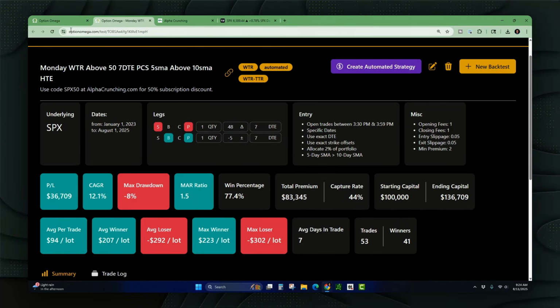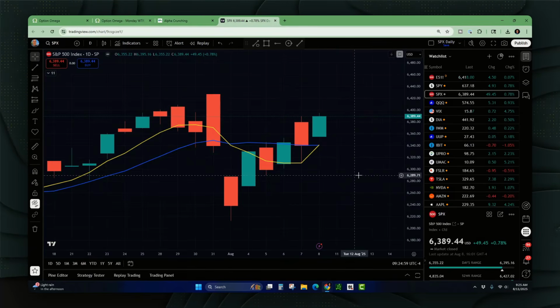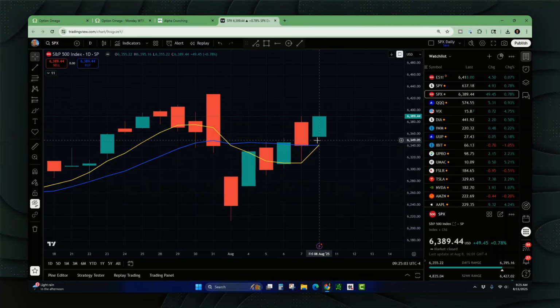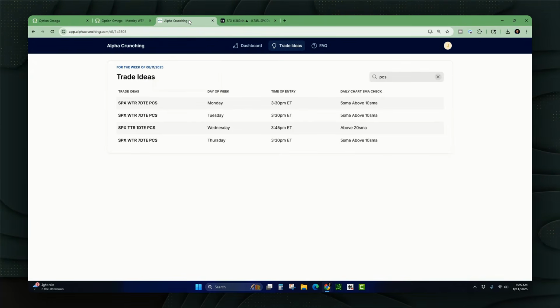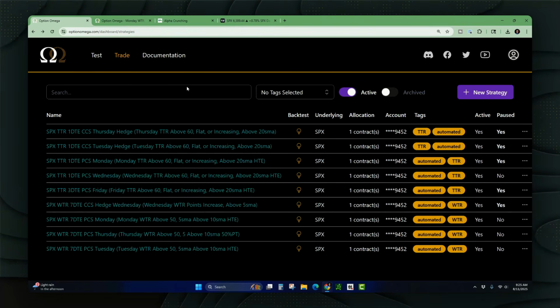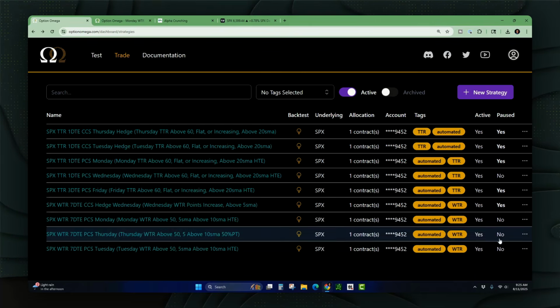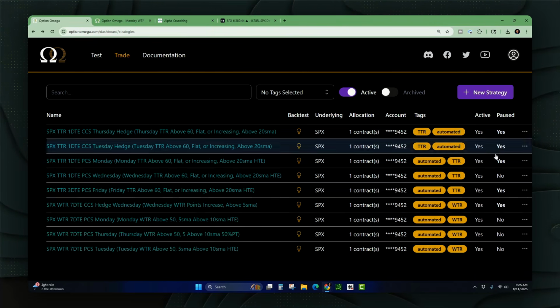On Friday last week, let's take a look at the actual chart. The 5 SMA is starting to cross up, so there's a decent chance that this trade triggers for this afternoon. But again, this is where the automation comes in. I'm able to look at the trades that I want to automate for this week. I can do this on Sunday, for example. I go to the execution software. I make sure the ones are turned on or off via the pause feature.